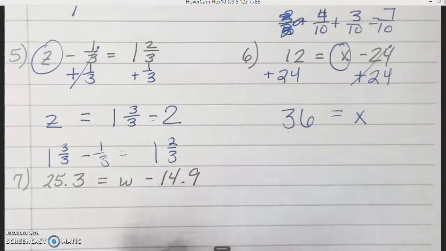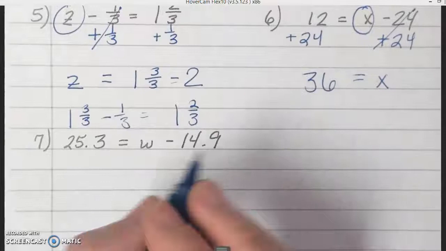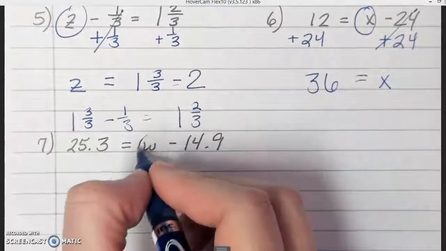Okay, let's look at number 7. Alright, so I'm trying to get W by itself.